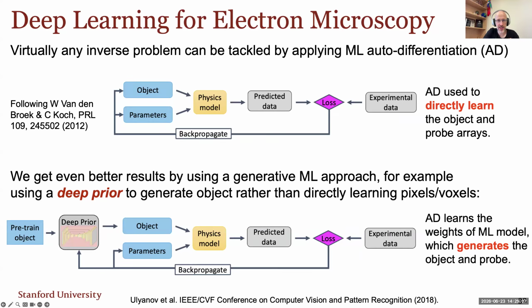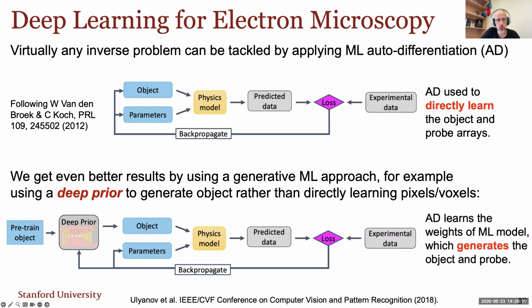We have the same object and parameters representation, the same physics model, the same predictions. So we're still doing physics-in-the-loop AI, but when we backpropagate our loss, that's not fed into the object and the probe, it's fed into this deep prior. This sketch I've drawn here is typically called a deep image prior in the literature.